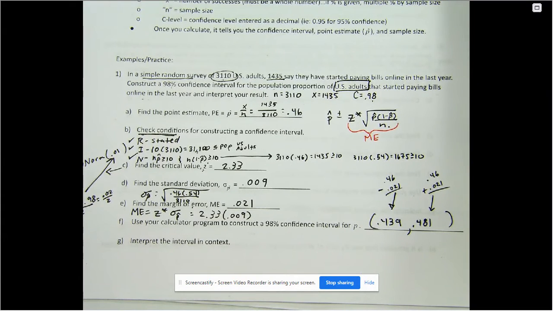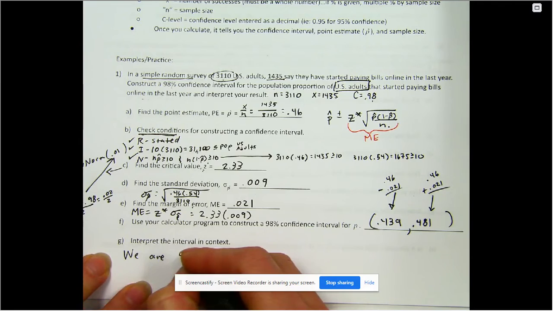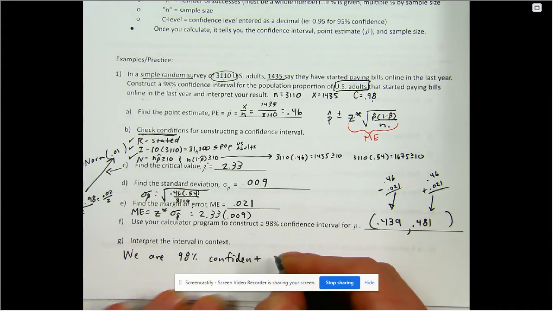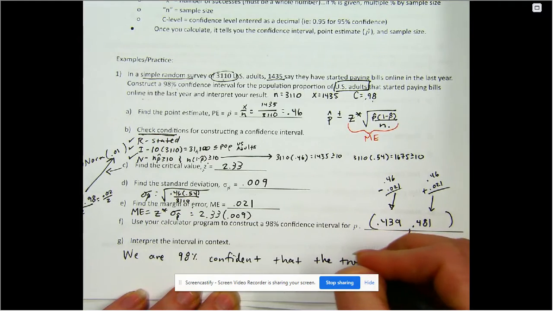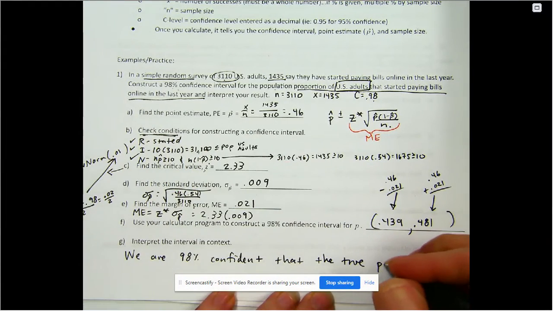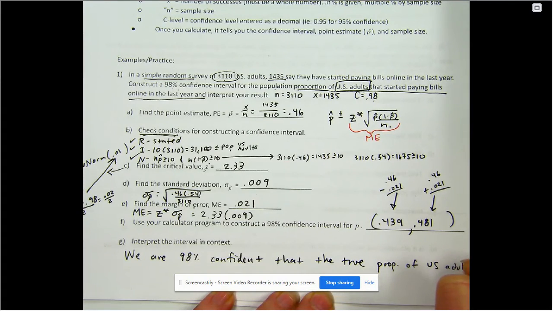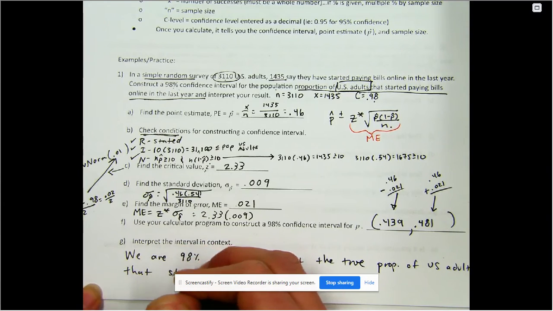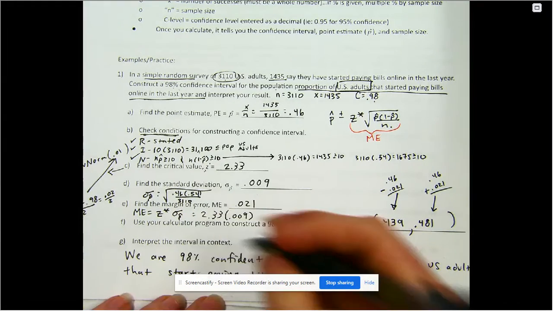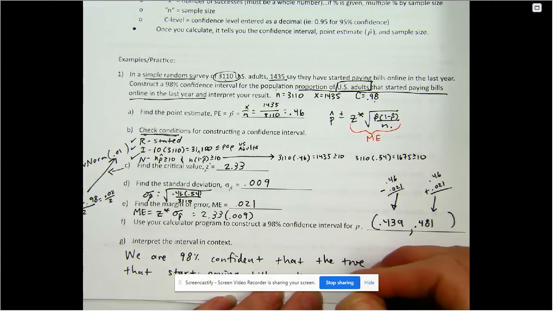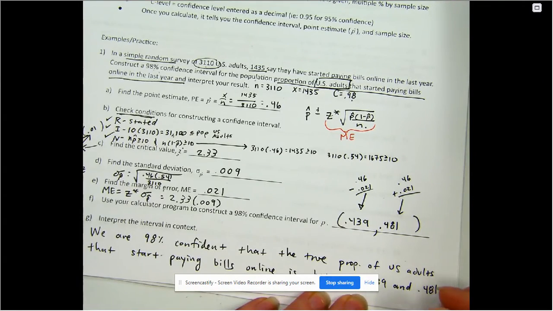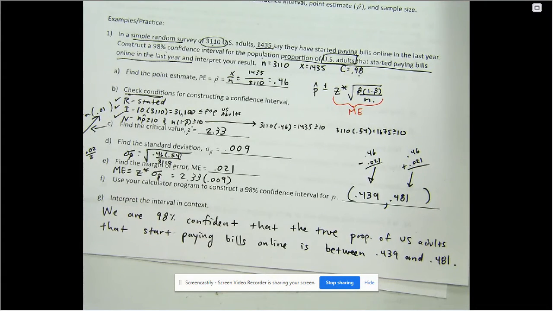So when we're interpreting this interval in context, we're going to say we are 98% confident that the true proportion of U.S. adults that started paying bills online this last year, the true proportion of U.S. adults that started paying bills online, is between 0.439 and 0.481. There we go. All right.